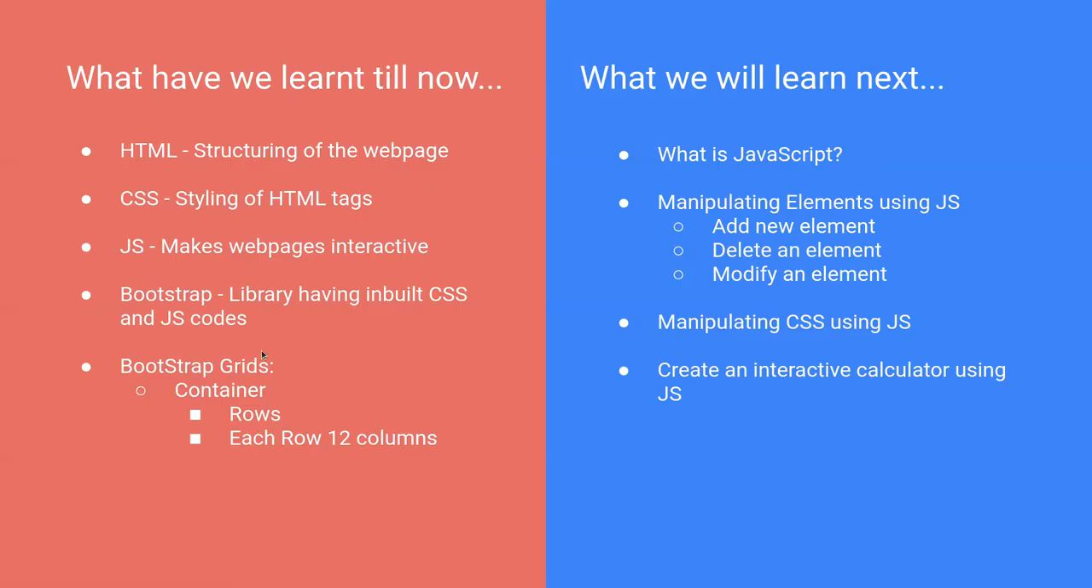So the general structure of a Bootstrap grid is that there is a container. It can have many rows, and each row has 12 columns. In the next session, first we'll be creating our own home page, and after that we will learn about JavaScript. We'll go into the details in the later session.